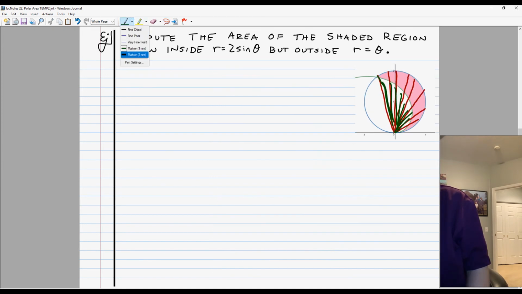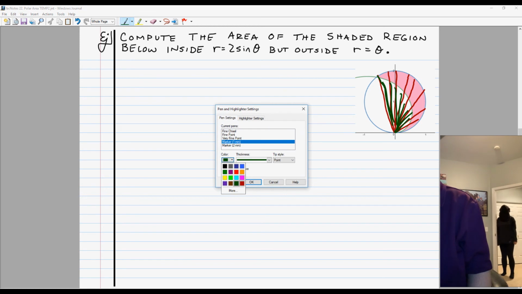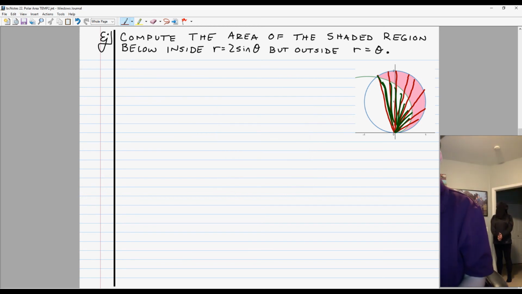So using my colors, I should have used blue and green. I apologize. It's okay. I always make jokes about color blindness anyway, so I'm sure it's fine.